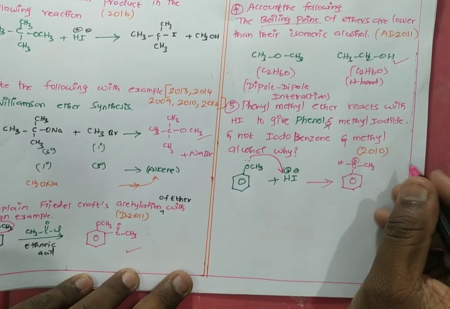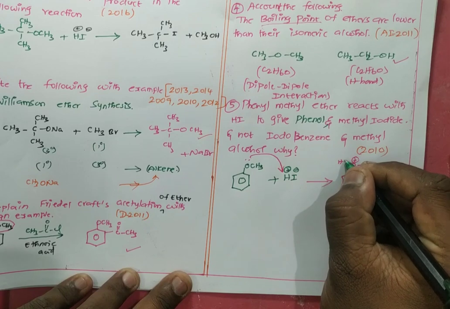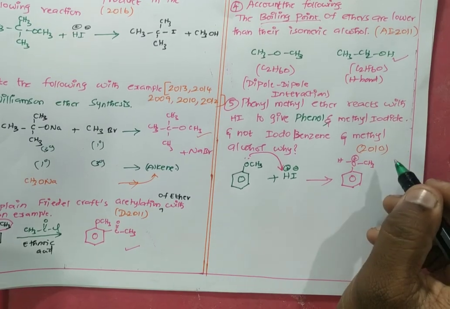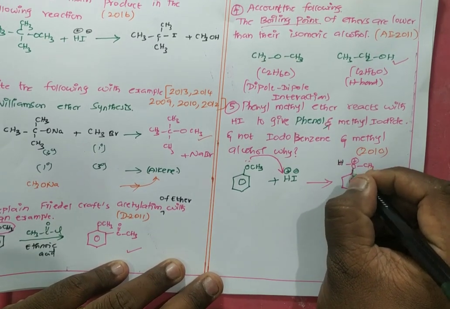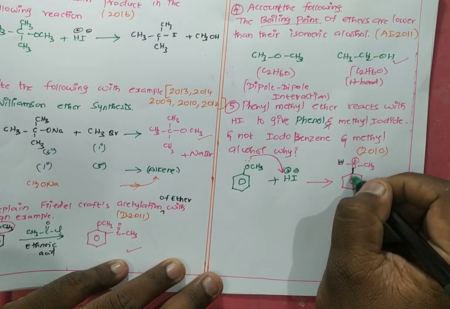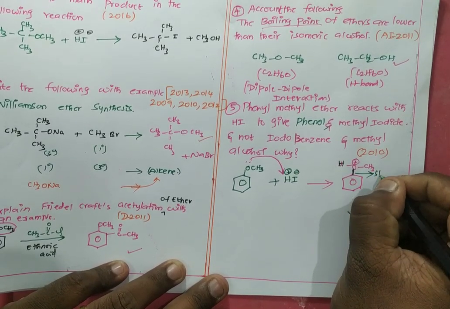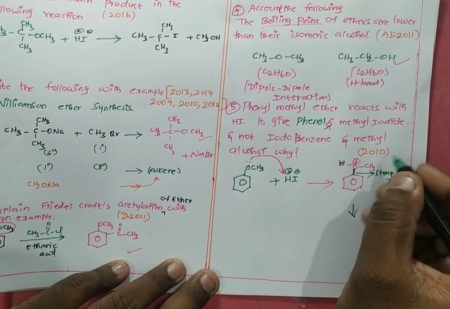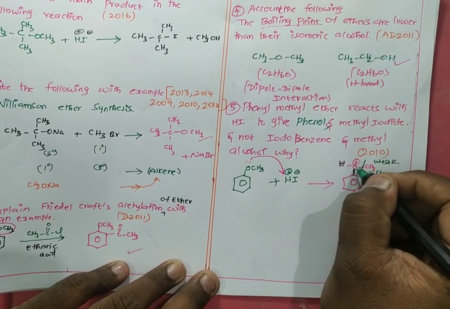Now the I minus will come and attack. If this hydrogen leaves, CH3OH will form. But protonation gives a strong bond to the C6H5 to O, because a partial double bond is created. So this bond will be very strong. But when I minus approaches, this other bond is very weak, so this bond gets broken.